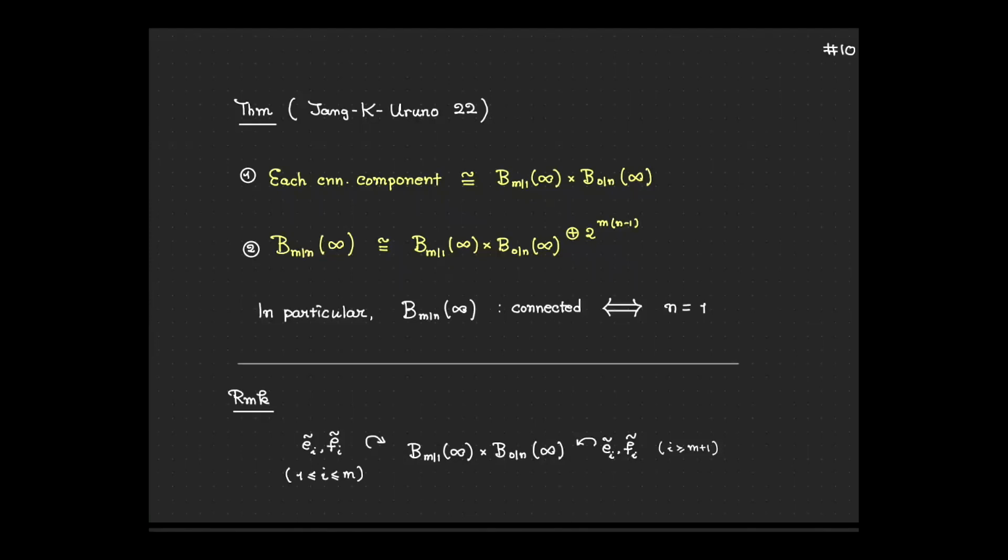And also we can compute the number of connected components, so that Bmn infinity is isomorphic to this crystal, and the multiplicity is exactly 2 to the m times m minus 1, so that we can say that Bmn infinity is connected if and only if n is 1.